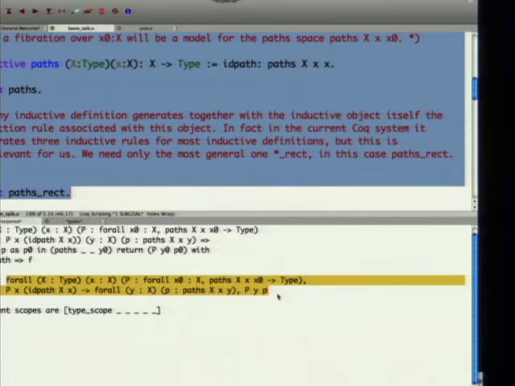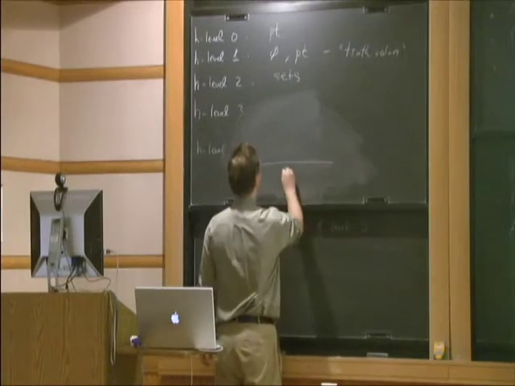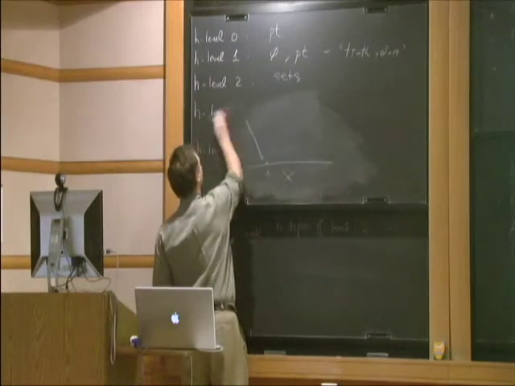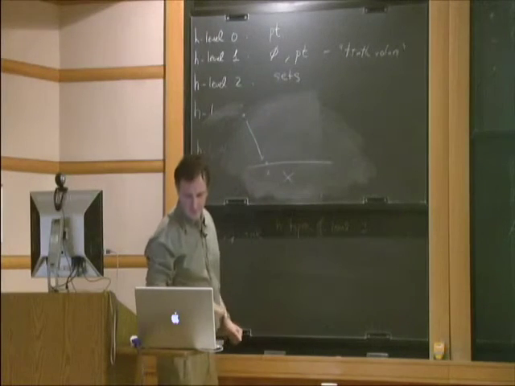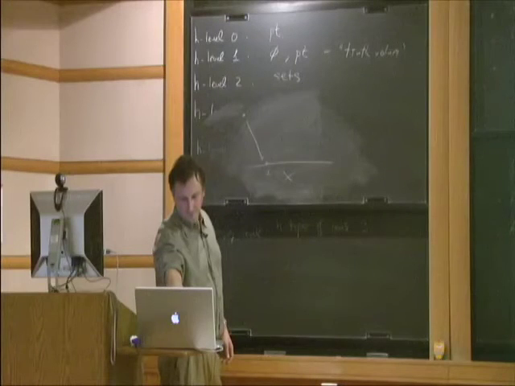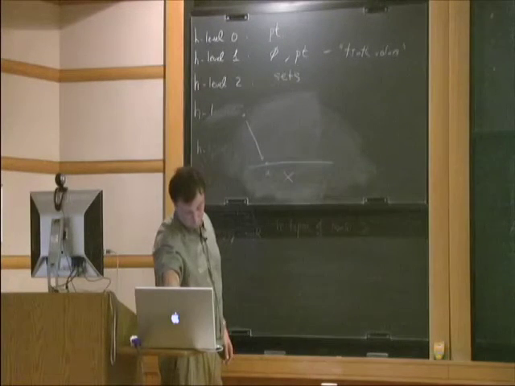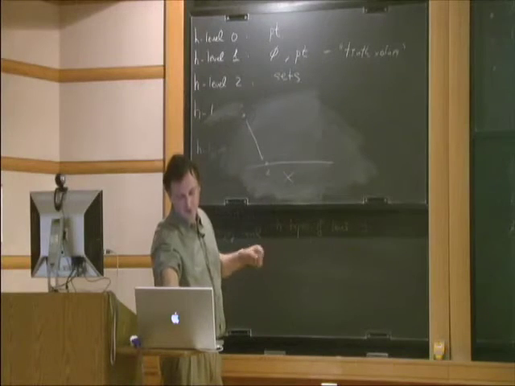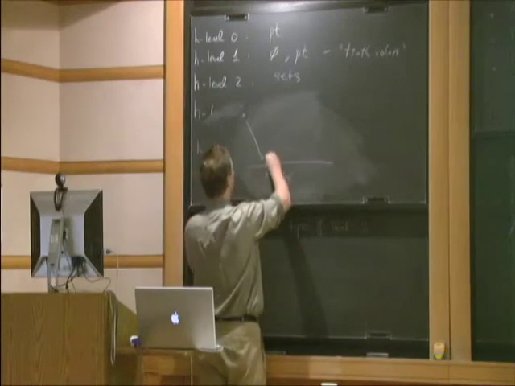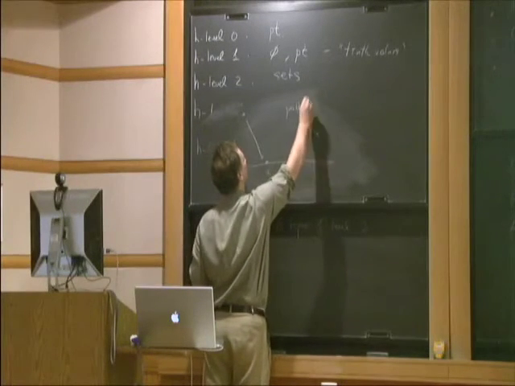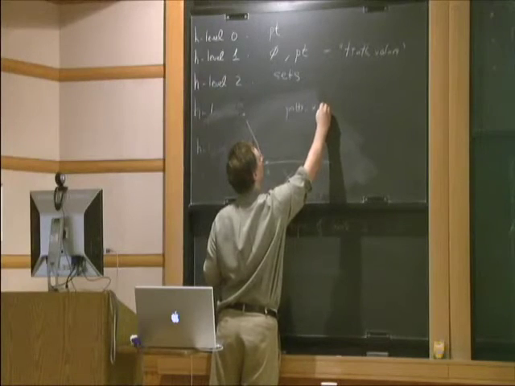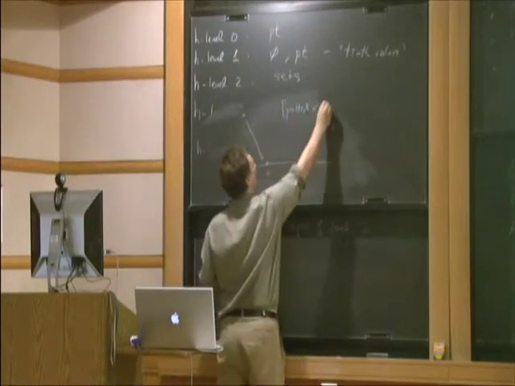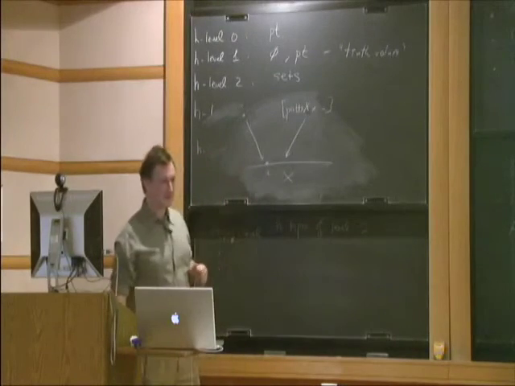It says, let's see. For each X type, so that's our original X. For each point in X, that's our original point in X. For each P, which assigns to any other point in any path from that point to that point a type. So here I have path X in capital X from small x to something else. And that's a fibration whose fiber over x0 is path x, x, x0.